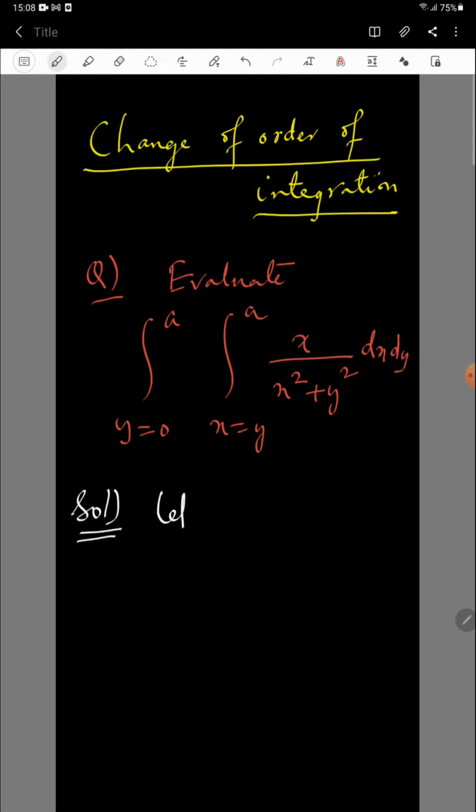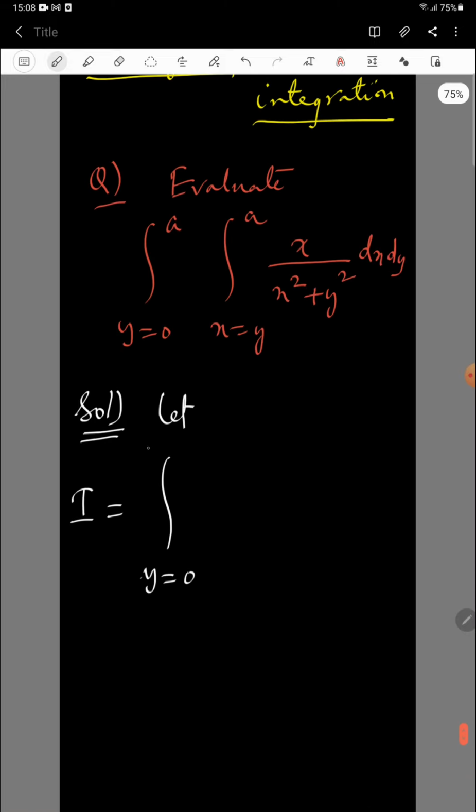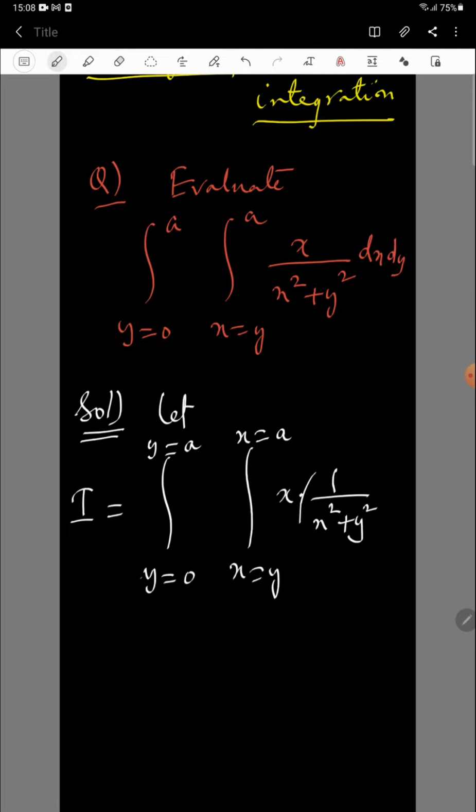So I'm just giving it in a very formal way: let I be equal to the integral. I'm making some formalities here, writing y is equal to 0, and the end is y equal to a. It was given only as a, but I made it y equal to a. Then x is equal to y, and x is equal to a. And this I am writing as x into 1 by x square plus y square dx dy. This is our integral to be calculated.